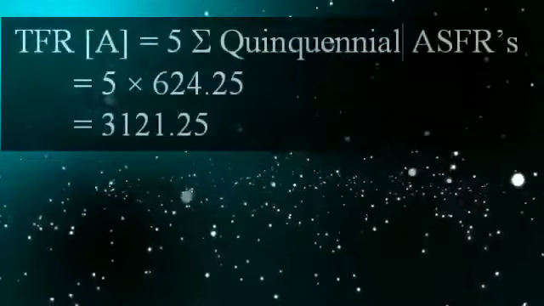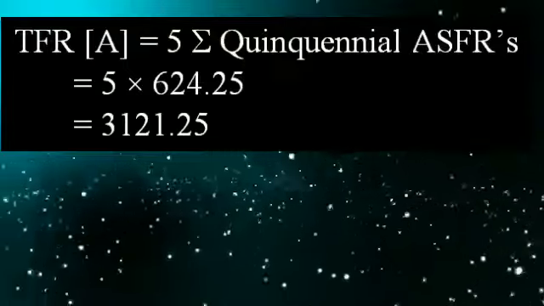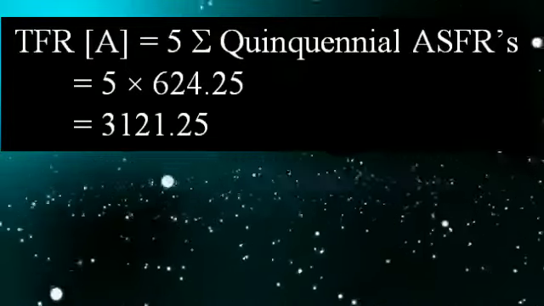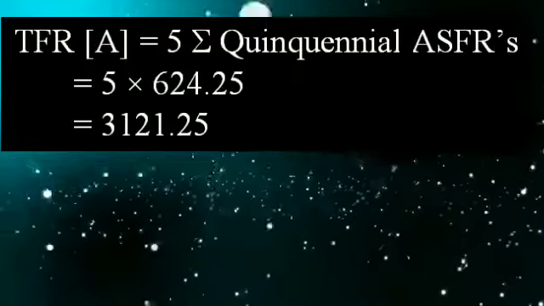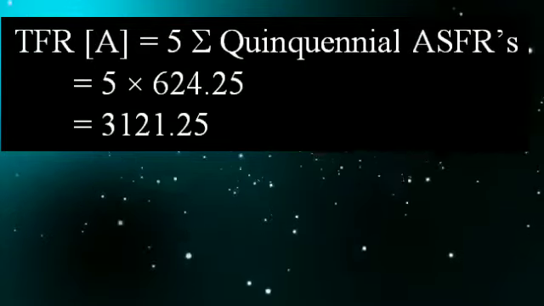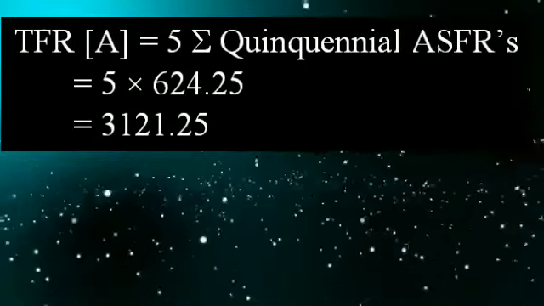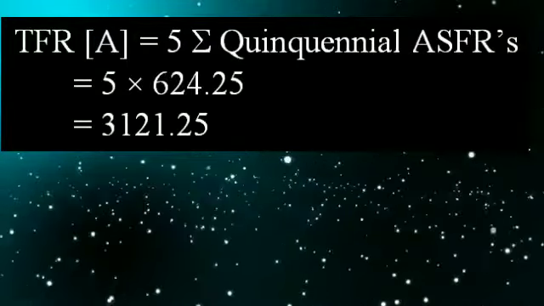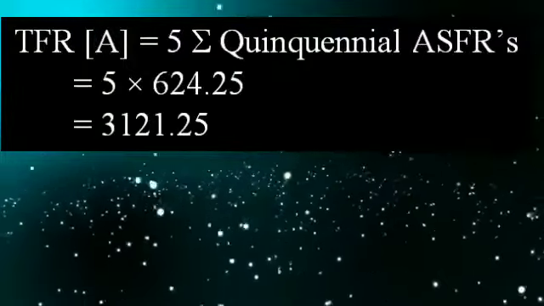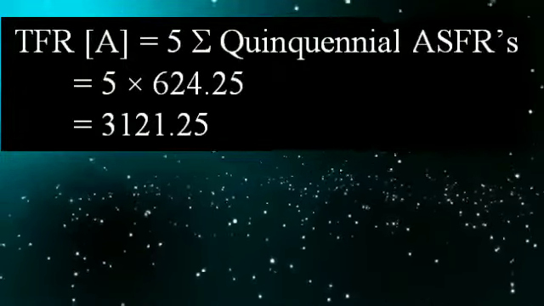After that, write the formula. Since two different communities are given, TFR of the first community A. So TFR of A equal to 5 into sigma quinquennial ASFR, because the given age groups are of width 5. So these are quinquennial age groups. Therefore, TFR of A equal to 5 into sigma quinquennial ASFR. After that, substitute the values in the formula.